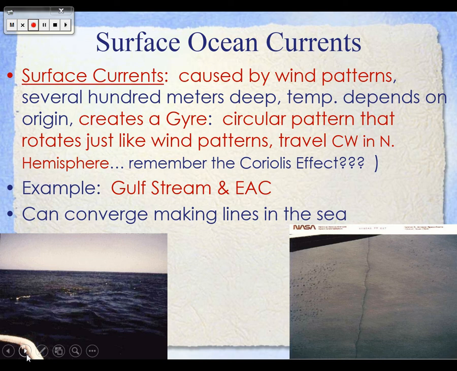Surface currents create a gyre. A gyre is just a circular pattern that rotates just like the wind patterns. Think Coriolis effect. It's going to be clockwise in the northern hemisphere. Okay, examples of surface currents are the Gulf Stream or the EAC.